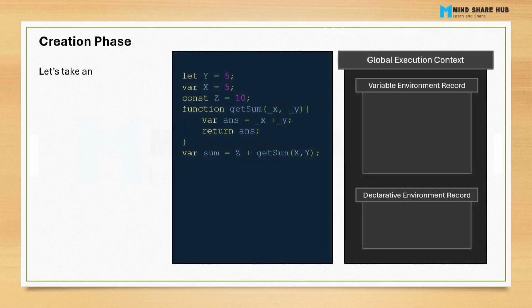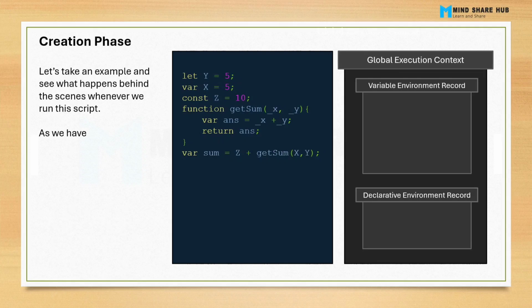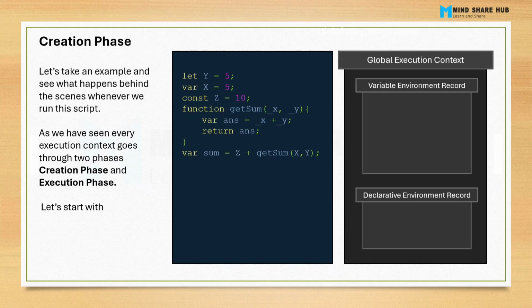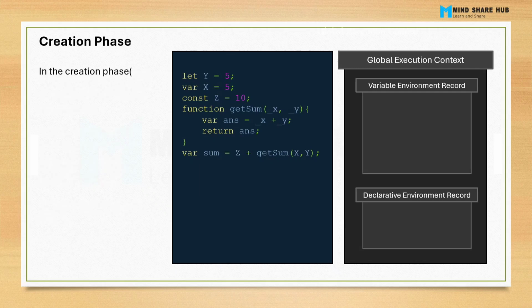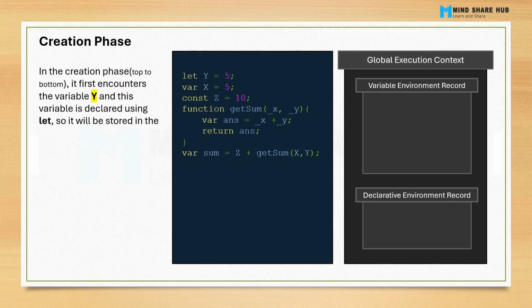Let's take an example and see what happens behind the scenes whenever we run this script. As we have seen, every execution context goes through two phases: creation phase and execution phase. Let's start with the creation phase. In the creation phase, top to bottom, it first encounters the variable y, and this variable is declared using let, so it will be stored in the declarative environment record associated with the global execution context.